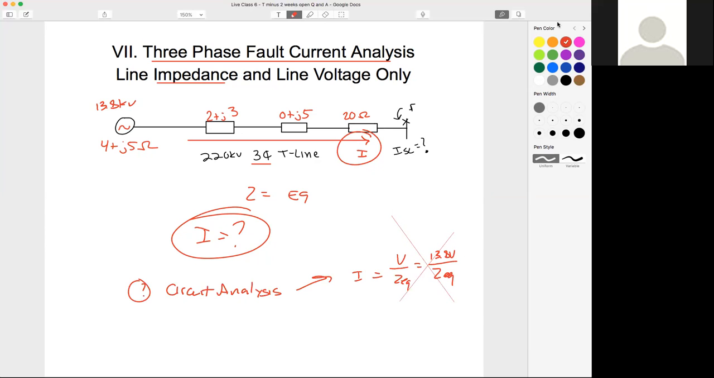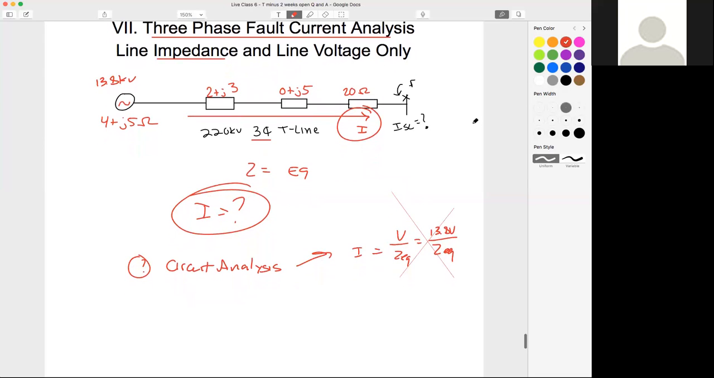Who can tell me why that's going to give us the wrong answer? Who can tell me why? Aaron said because all contribute. Not quite what I'm looking for. Carlos said phase shift. Not quite what I'm looking for either. Let's say we're just looking for the magnitude. So that 13.8 kV, and I missed a K, is our magnitude. And we're just going to use our equivalent impedance magnitude.